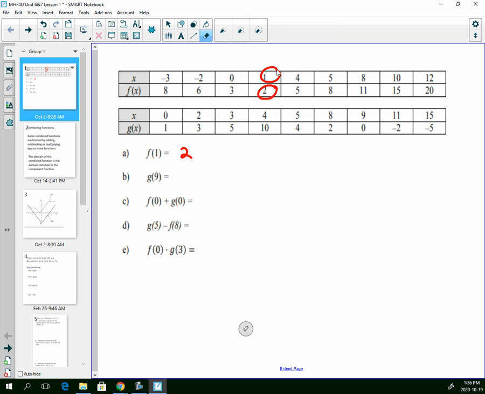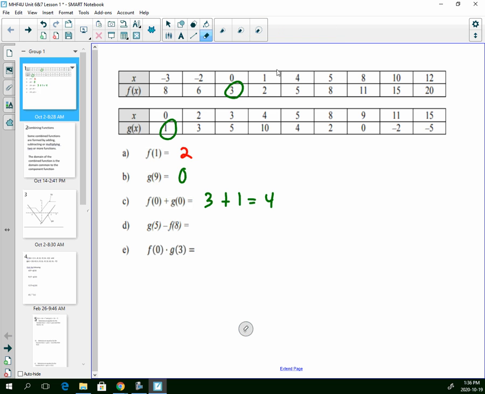If we want to find g of 9, we would just look at the set of ordered pairs, the table of values for g of x, find where x was 9, and then look for the result. Or we might even be asked to find two values and add them together, or subtract or multiply. So I might be asked to find f of 0. So f of 0 is 3, g of 0 is 1, and then we would just add them together.